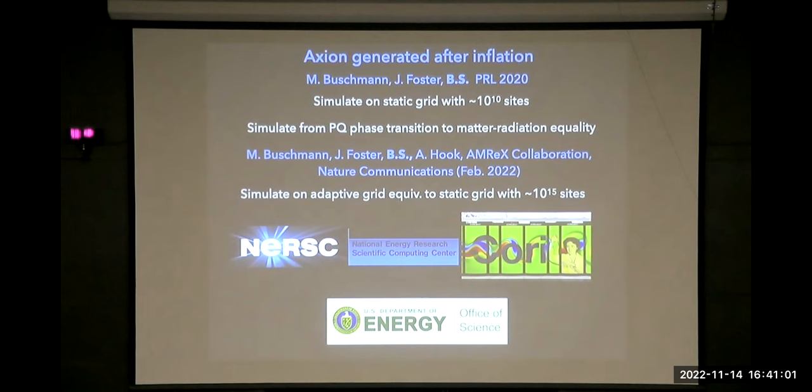And this is a big part of what my group does. We simulate this cosmology to try to make predictions for axions that we can hand over to experimentalists. And I want to tell you a little bit about some of these simulations we've run recently using resources just up the hill at NERSC, which is at LBL.